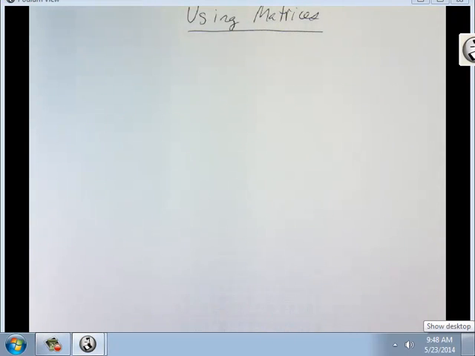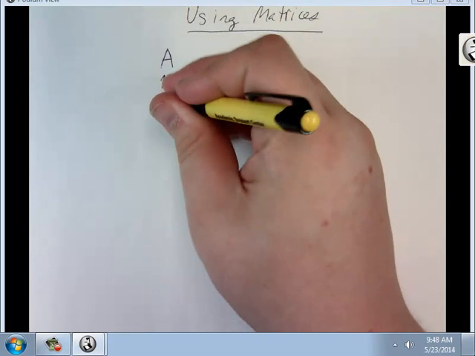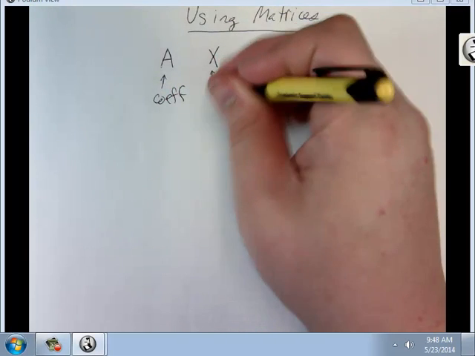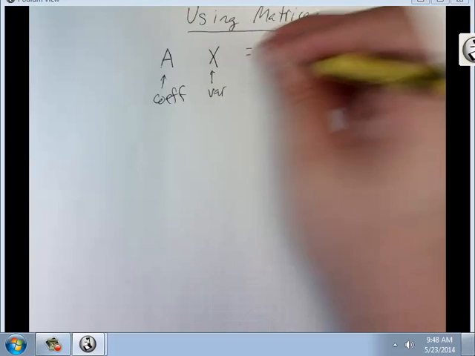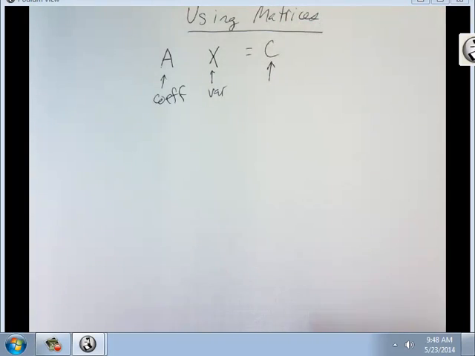Okay, welcome back to Math Review for Matrices. And before we get into how to set up a matrix to solve a system of equations, we need to talk a bit about how to use a matrix to solve it. So, this is the generic form. A, which is your coefficients, x, which is your variables, equals C, which are your answers.